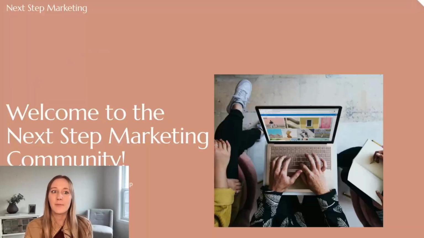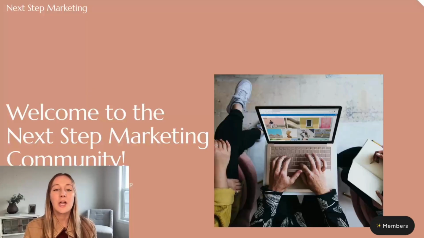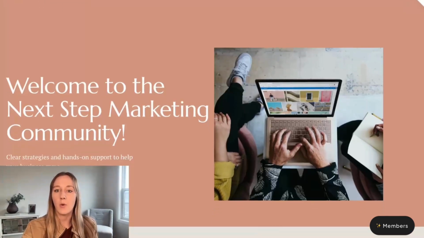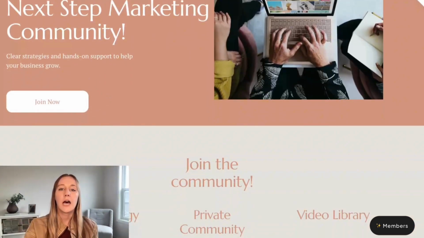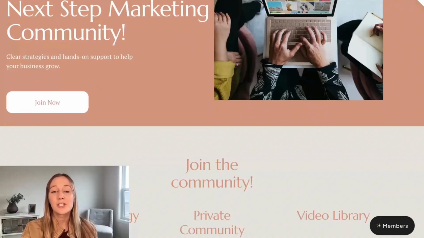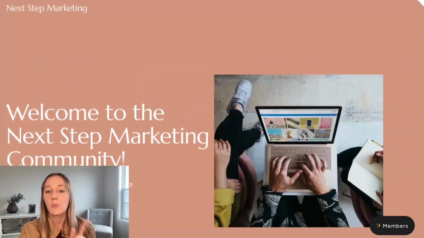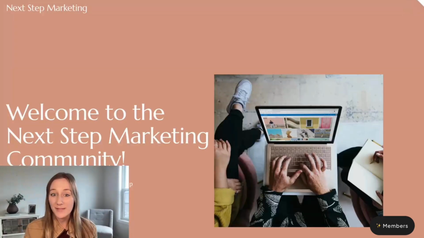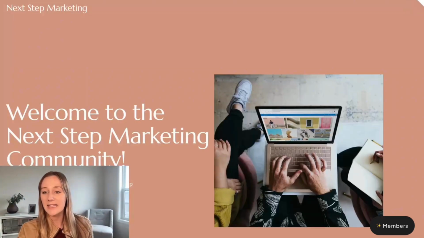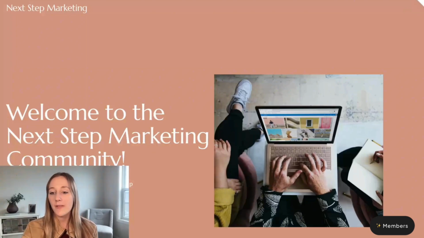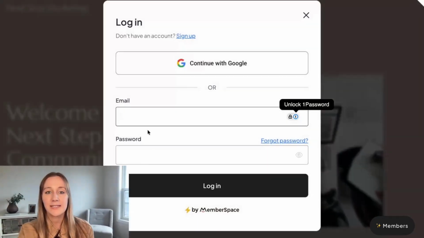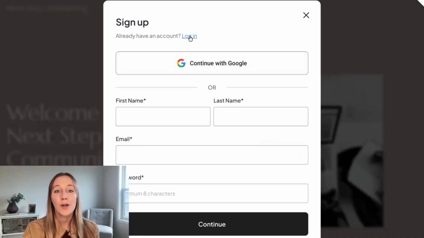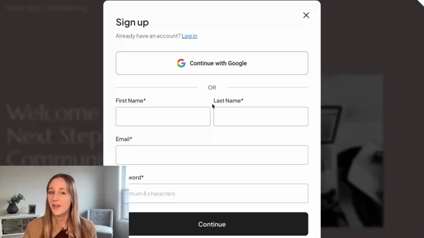Okay, so for this example, I built a really simple Squarespace website for an online community called Next Step Marketing. And basically, this is a community for marketing professionals that want help with things like social media and marketing strategy. So the first thing that I did off camera was I installed MemberSpace on the website. It took just about 30 seconds, and then it added this members button in the bottom right corner. So what this is going to do is if my members or customers click on this button, it's going to allow them to log in or sign up for access to the exclusive content that I'm going to sell.